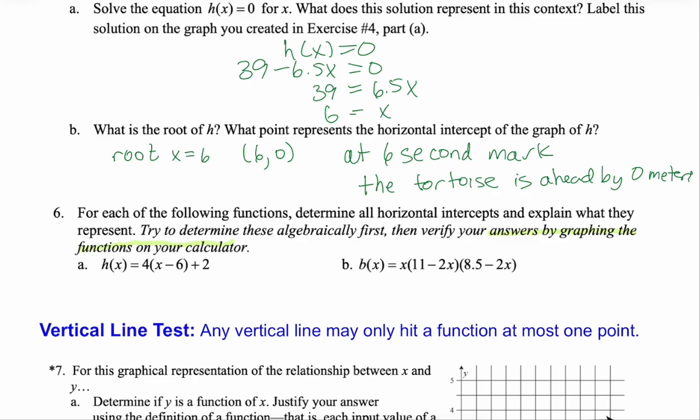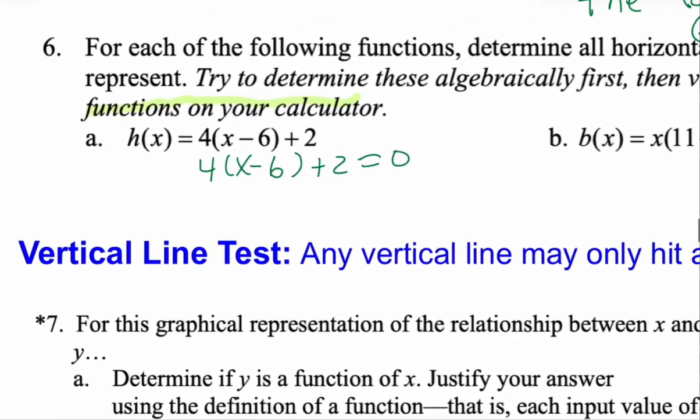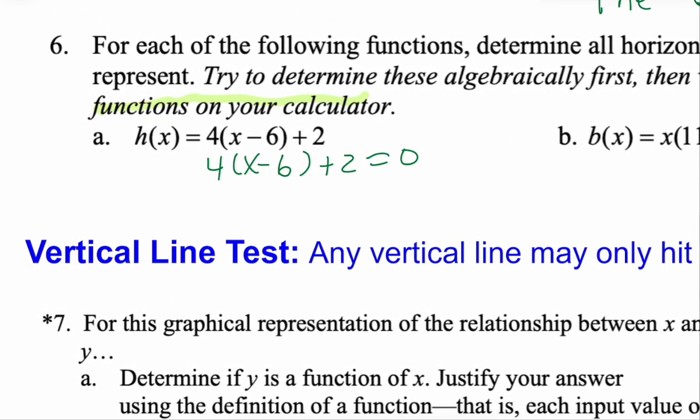To determine the horizontal intercepts, remember that's just the x-intercepts, we're going to set the function equal to 0. And then you're just going to solve, okay? So let's go ahead and solve this. I would solve it first by simplifying the left side as much as possible. Let's distribute.